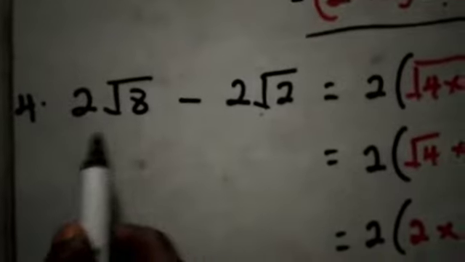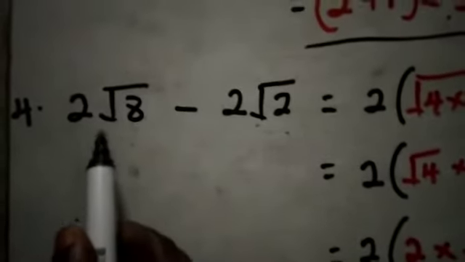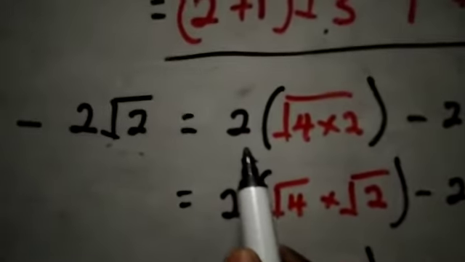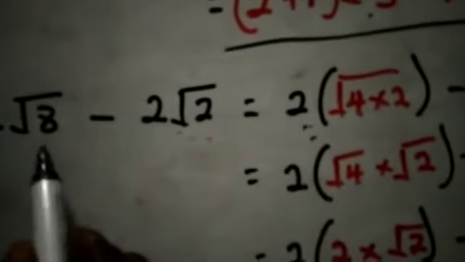So I'm having a 2. Let's work on the first part before you move on to the second part. So the first part is 2 multiplied by this. What I've done here is that I brought a 2 out. So here is a 2, this 2 here, and then I'll work on the root 8.